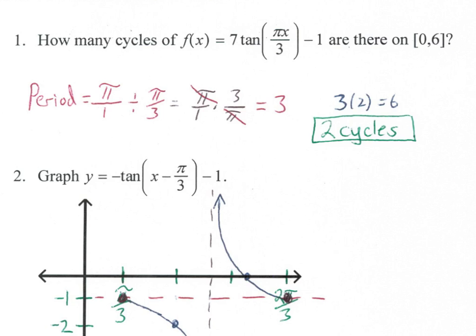Period of tangent is pi divided by b. And if you look right here, b is pi over 3. So pi divided by pi over 3. When you divide, as you can see, you make it a multiply and flip. The pi's cancel, you got 3. So my period is 3. How many periods or cycles are there in 6? That would be 3 times 2 is 6, so it would be 2 cycles, or 2 periods.